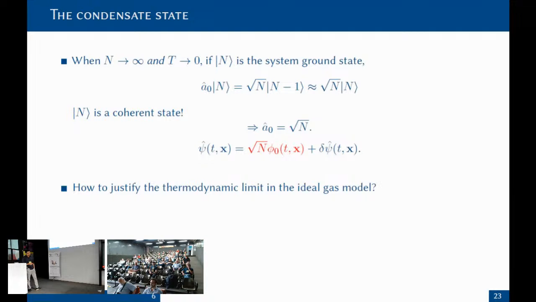Now comes the real interesting question. How do we justify taking this limit of an infinite number of particles while assuming that these particles do not interact, that we do have an ideal gas? Well, that's obviously wrong. We cannot do that.